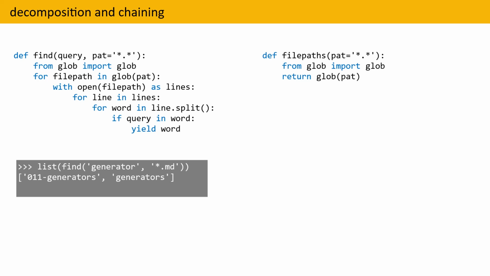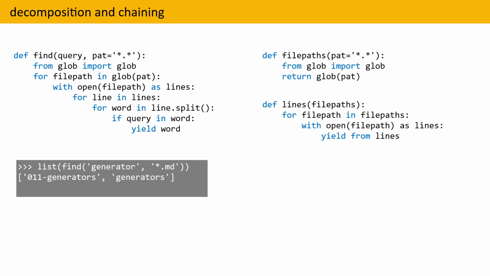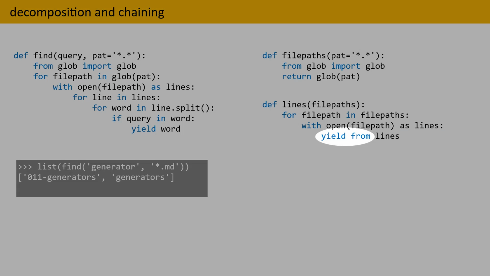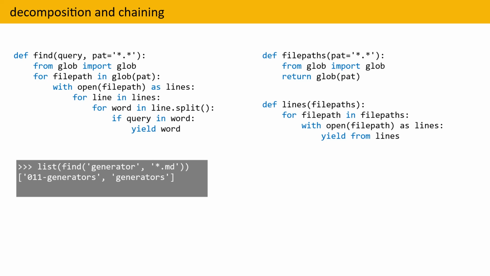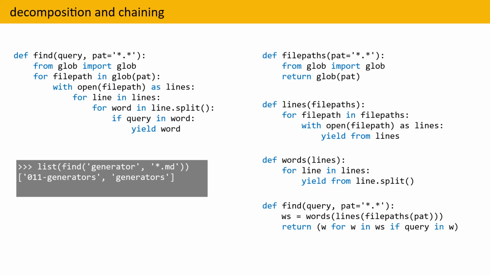First, we write a function that returns the sequence of file paths using glob. Secondly, we implement a generator that opens the files and yields all lines from all files. Note the usage of yield from, which makes the lines function a generator. Thirdly, we write another generator that yields all words of a line. Again, we use yield from. Finally, we implement the find function.